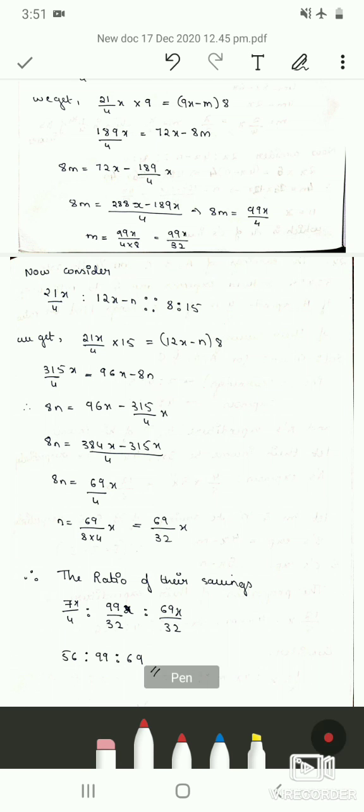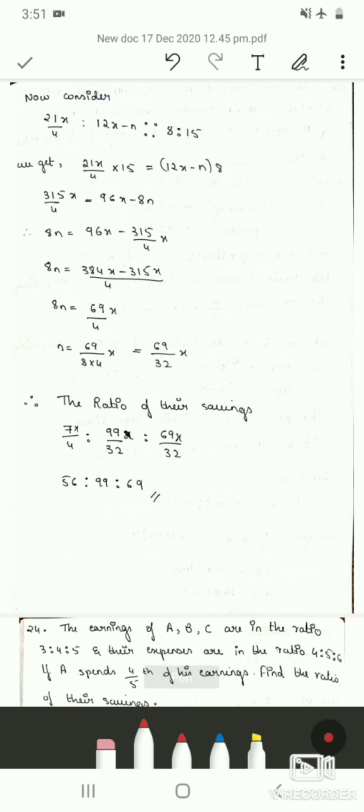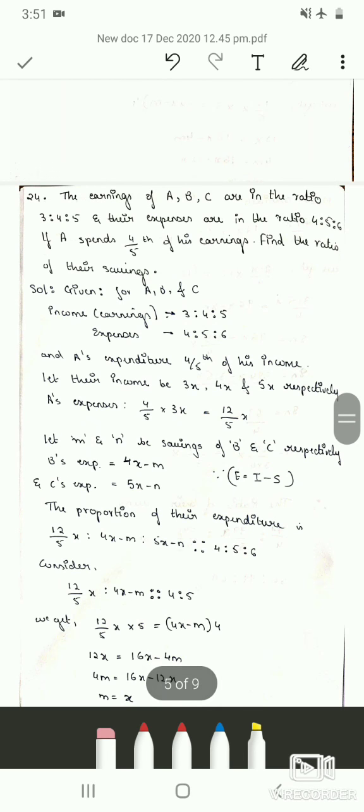So we know A's saving is 1/4 of his income, which is 7x by 4, and we got the values of M and N, which are the savings of B and C. So take the LCM, and therefore the ratio of their income is 56:99:69. So this is an important problem. So let's see the next problem.